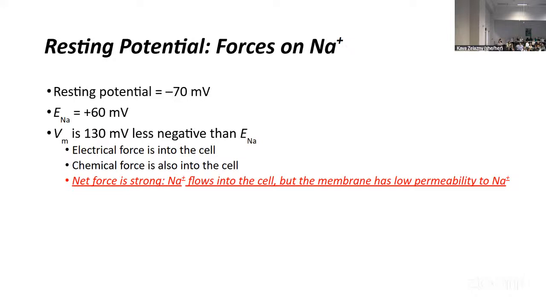Okay. Yeah, so we're far from sodium's equilibrium potential. When we're negative, both chemical and electrical driving forces point in, which means we have a really strong force for sodium to move into the cell, but we have low permeability to sodium, don't have any channels for it, so we don't actually have that much movement of sodium into the cell. And we can see that difference is actually 130 millivolts apart.